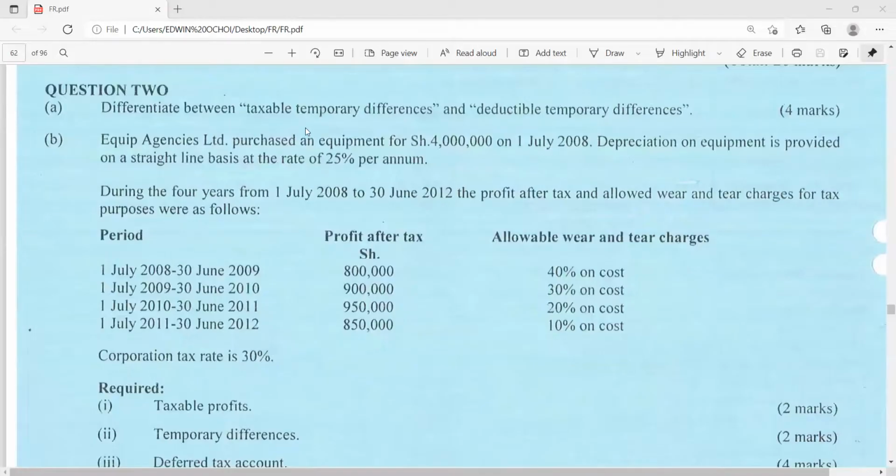I said the taxable temporary difference is whereby the carrying amount exceeds the tax base, and it leads to deferred tax liability. That's all. Deductible temporary difference is the vice versa of what you have said here, whereby the carrying amount is less than the tax base, and it leads to deferred tax asset.